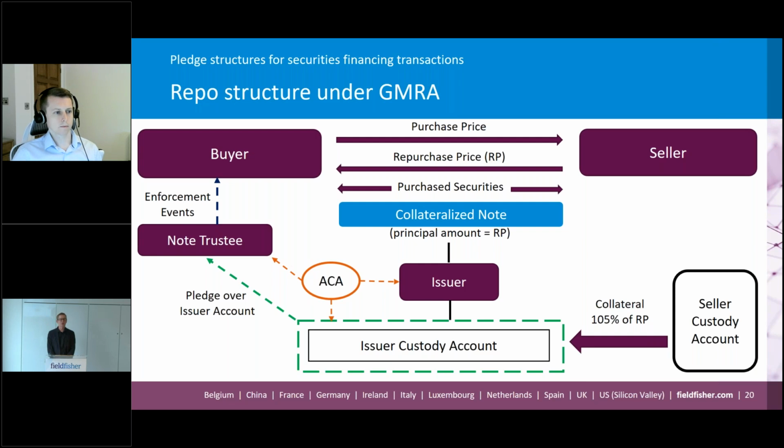If the seller were to structure this so it created one single note class for all of its buyers, you can do that, but then you can only have limited enforcement events, effectively bankruptcy of seller and a failure to ensure that there's enough collateral in the account. Those are the only events you could have, because otherwise you'd have cross-contamination between the seller and multiple buyers. So that's all I was going to say about that structure. Back to you, Jenny.